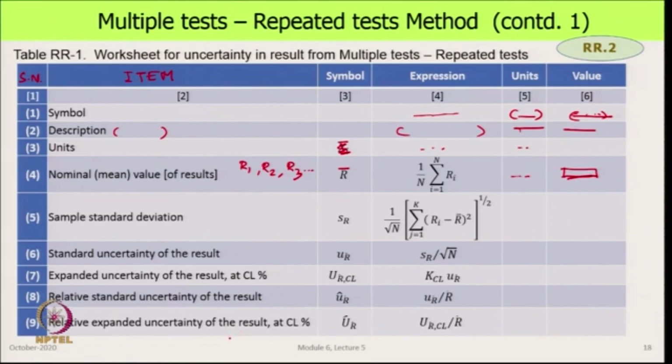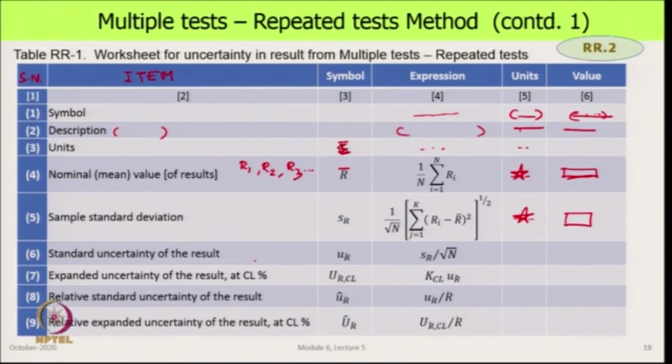Then we write about the sample standard deviation, SR, which is, this is not SR bar, which is the classical formula for calculating standard deviation that we have learnt. We can write the units here. So, units of this will be same as units of this, and we can write the answer over there.